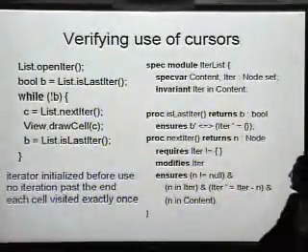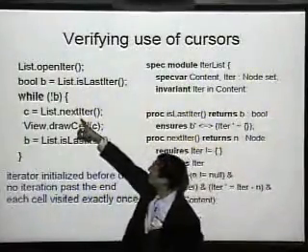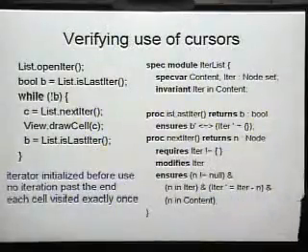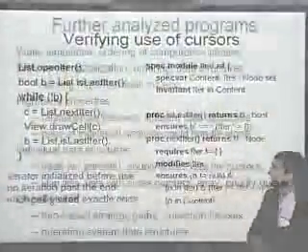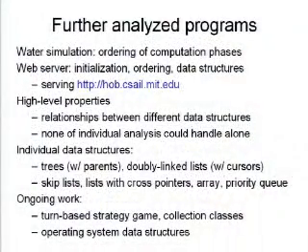So you can verify that when you're calling next on the iterator, there are still elements to be iterated over. And when you go through the entire loop iterating, you know that there are no more elements to iterate over. So such sort of data structure usage protocols can be verified.